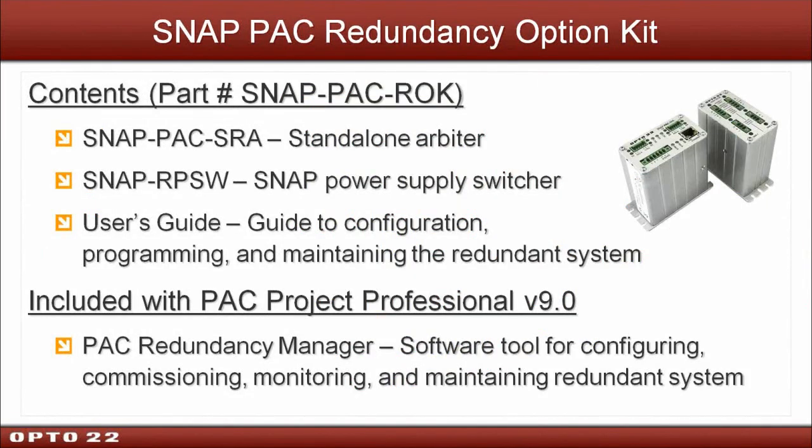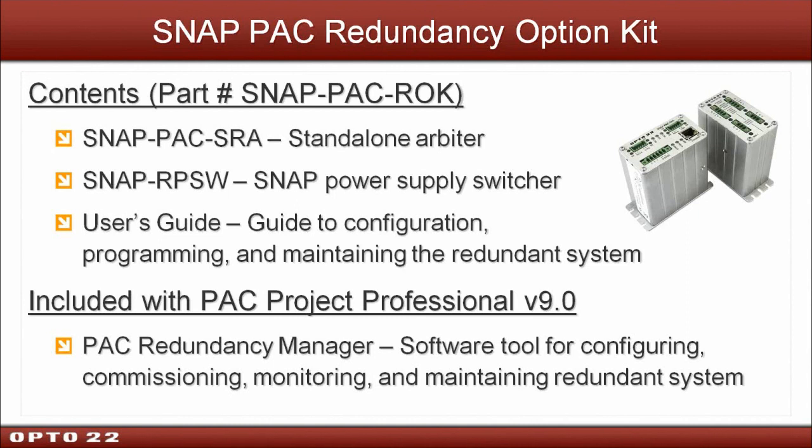The contents of the SNAP PAC-ROK, and for your information, there's a part number for ordering the SNAP PAC-ROK, is: one, the SNAP PAC SRA, which is a standalone arbiter, a standalone piece of hardware. The second is the SNAP RPSW, which is a power supply switcher. The third, of course, is a user's guide, which covers configuration, programming, virtually everything you'll need to know to get started with a redundant system.